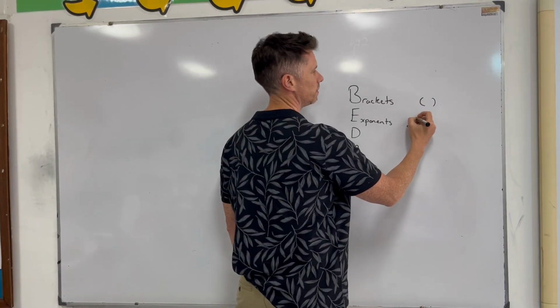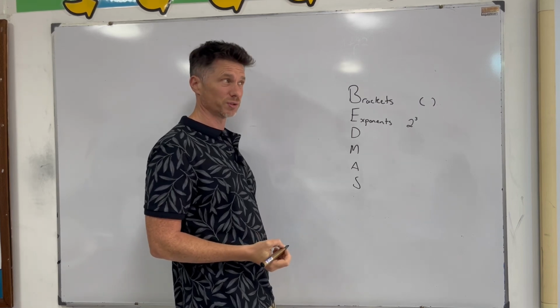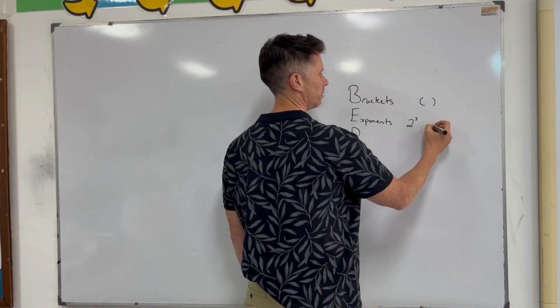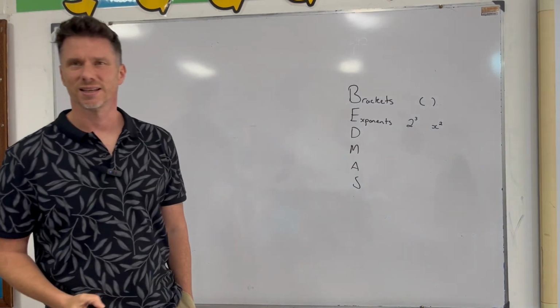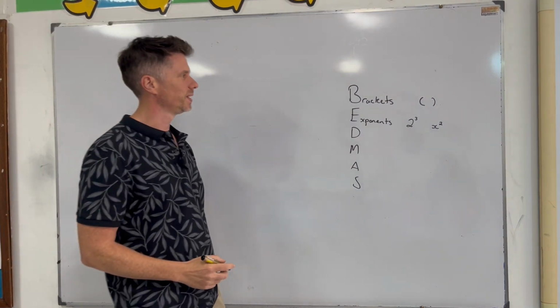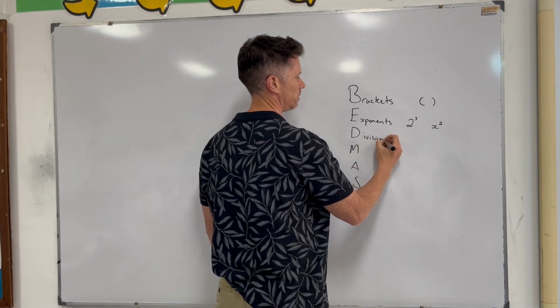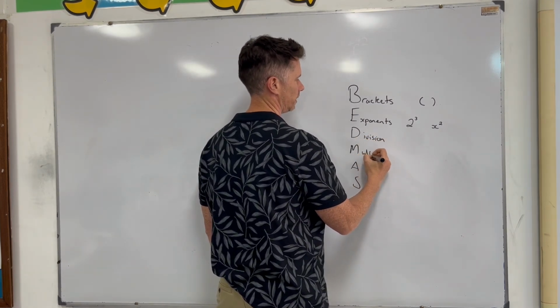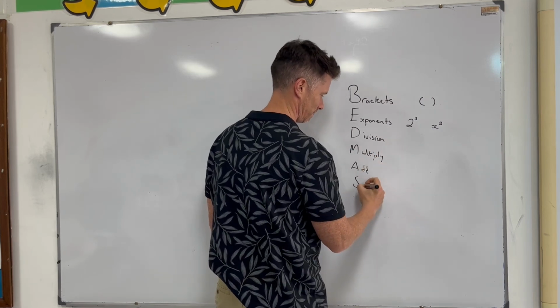Yeah, so if you see something like 2 with a little 3 here, it's the power of. We haven't done those yet, but something like that, or little x with a little squared there. That's 2x times x, okay? Then we have, of course, division and multiplication, and then add and subtract.